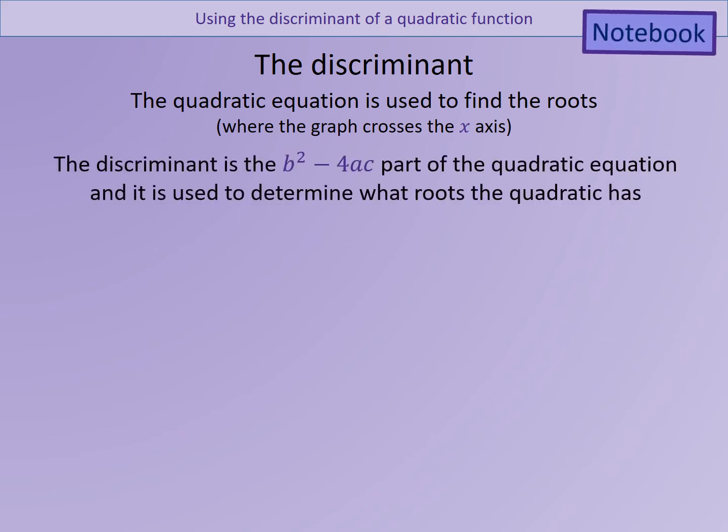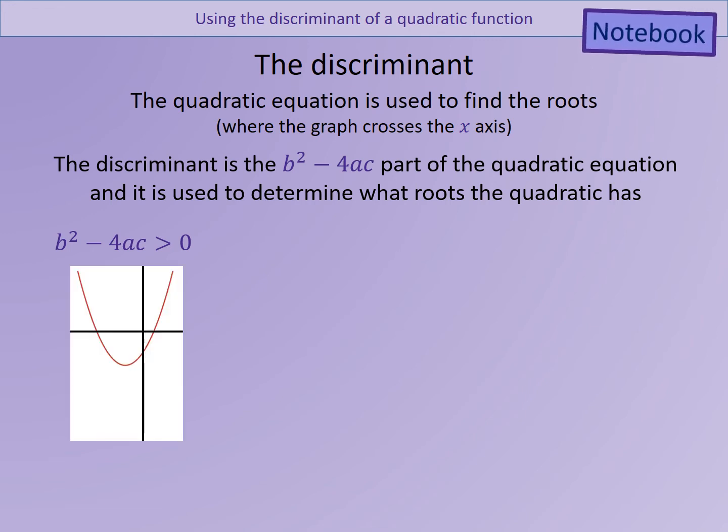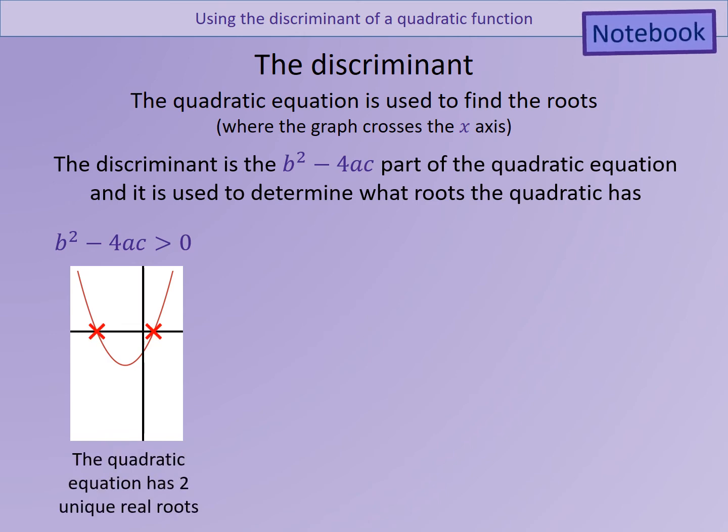So the discriminant is the b squared minus 4ac part of the quadratic formula. So it's the part that's underneath the square root sign of the quadratic formula, and like I say, it determines how many roots a quadratic has. So if you calculate the discriminant and you find that you get a positive value greater than 0, then what that means graphically is that the quadratic has two unique real roots. We sometimes call them two distinct real roots. In other words, there are two places where it crosses through the x-axis and they are in different places.